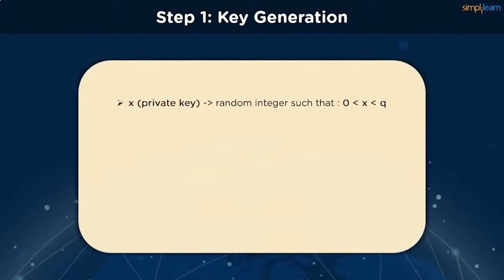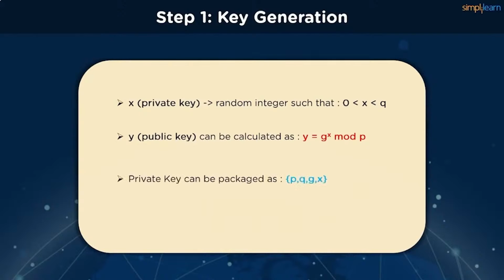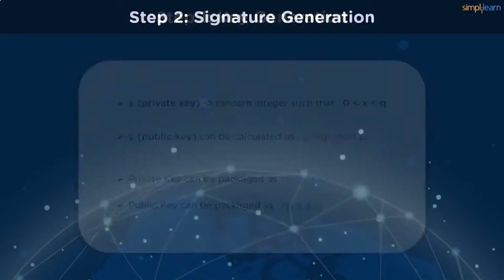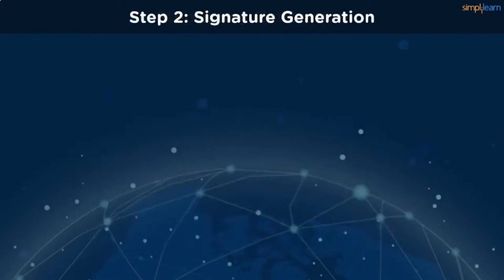The private key is denoted by x, and it is any random integer that falls between 0 and the value of q. The public key can be calculated as y equals g to the power x mod p, where y stands for the public key. The private key can then be packaged as a bundle comprising the values of p, q, g, and x. Similarly, the public key can be packaged as a bundle having the values of p, q, g, and y. Once we're done with key generation, we can start generating the signature.